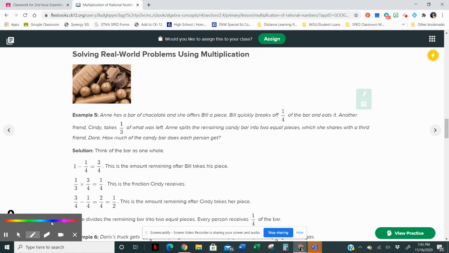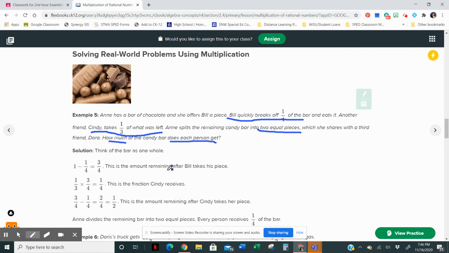So before I start, I would just take my pencil and I would underline important stuff. So Bill, he had 1/4 of the bar, and Cindy, well, she takes 1/3 of what was left, and then Anne splits the remaining piece of the candy bar into 2 equal pieces, which she shares with a third friend, Dora. So she breaks that into 2 equal pieces. And so our question is, how much does each person get? All right, so now I've got my important information.